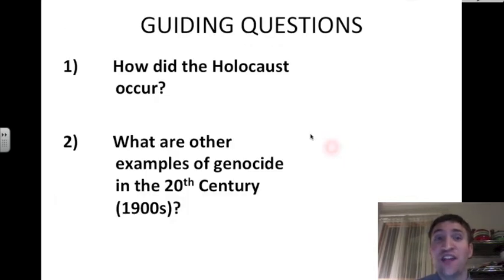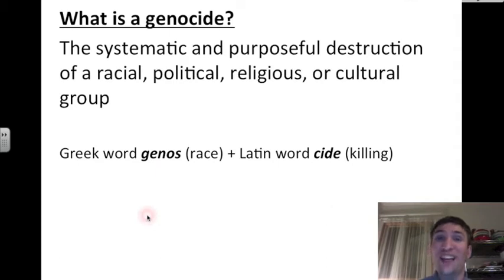And the guiding questions today: how did the Holocaust occur? And number two, what are other examples of genocide in the 20th century, aka the 1900s? What is a genocide? Let's define this term. It's the systematic and purposeful destruction of a racial, political, religious, or cultural group. And let's look at the word study here. It comes from the Greek word genos, which means race, and genocide comes from the Latin word cide, which means killing.